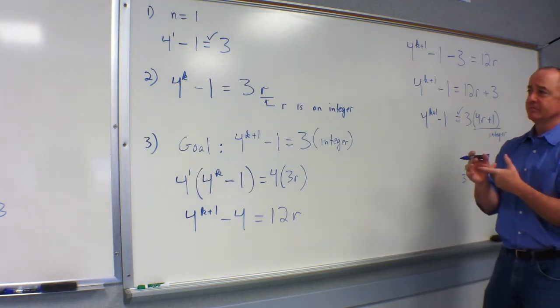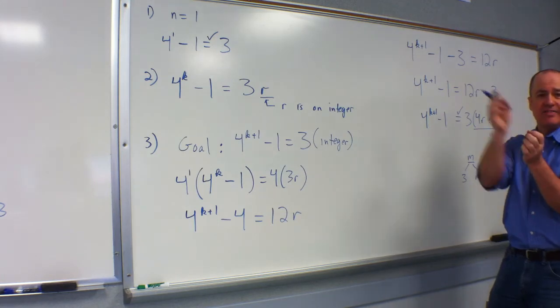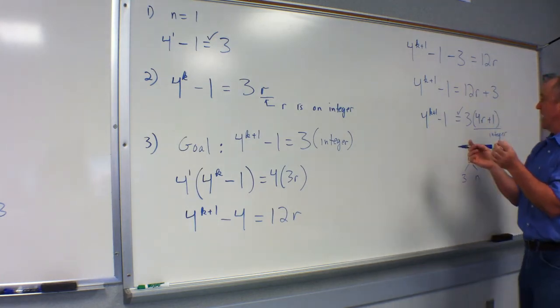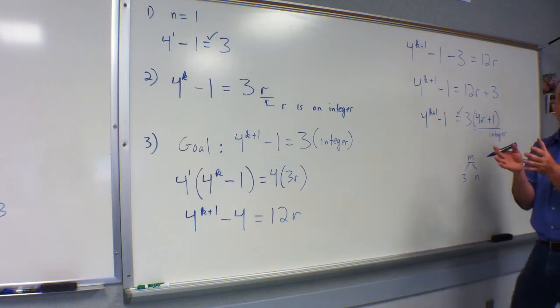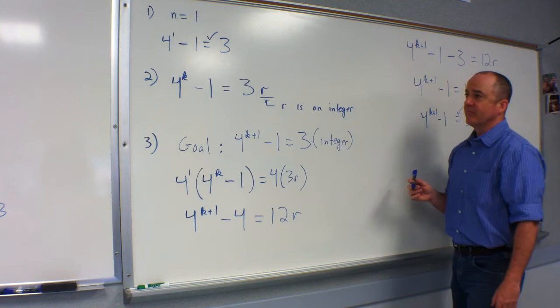It works for 1, you pretend it works for some other number, and then you prove it works between that number and the next one. And you've proven it'll work forever, no matter, because we didn't pick any specific number. Very smart. These are tricky.